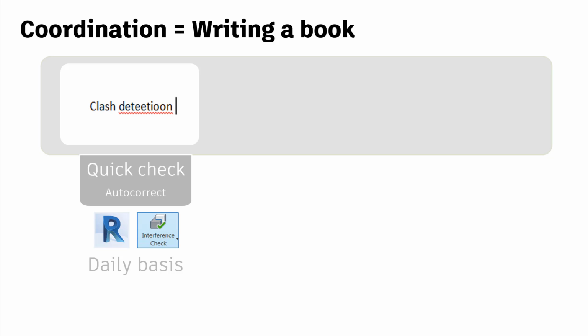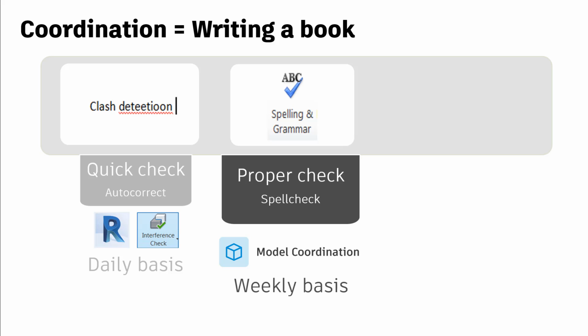This fast autocorrector would be like using the interference checker within Revit, something that designers can do autonomously and on a daily basis. Once we advance in the writing process, we must check the spelling and grammar, something that we do not need to check daily, but is very useful as is an automatic process. Model coordination brings the automatic clash detection instantly and enables users to assign clashes with a due date to track resolution and accountability of issues easily, for instance, on a weekly basis.